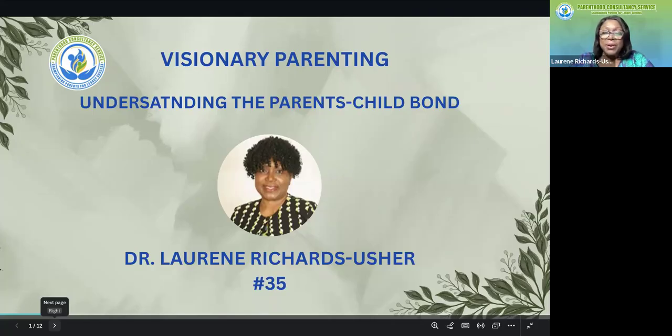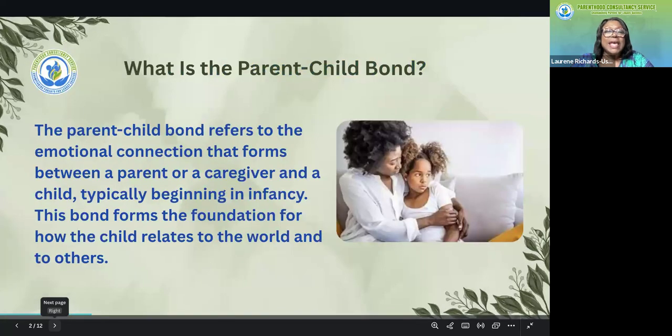This week, we are going to be discussing understanding the parent-child bond. And the question is asked, what is the parent-child bond? This week, we're going to learn that the parent-child bond refers to the emotional connection that forms between a parent or a caregiver and a child. Typically, this begins in infancy. This bond forms the foundation for how the child relates to the world and others.